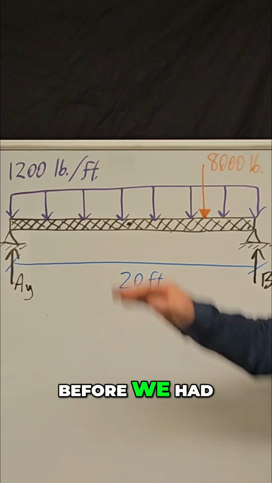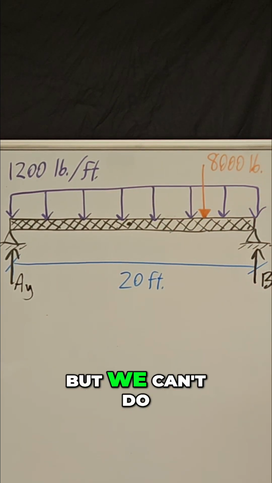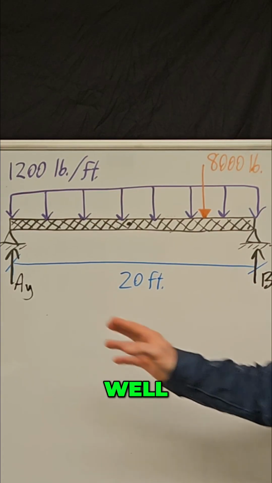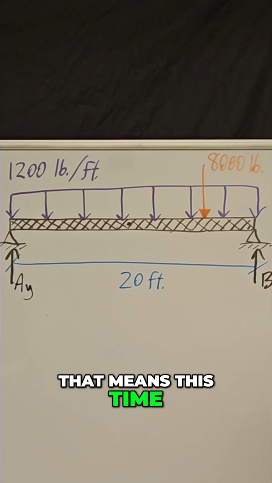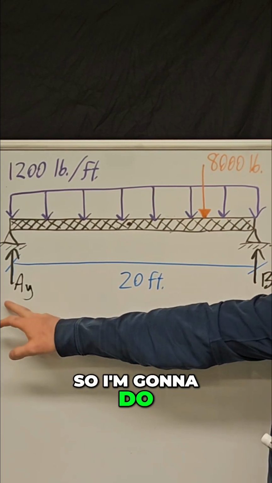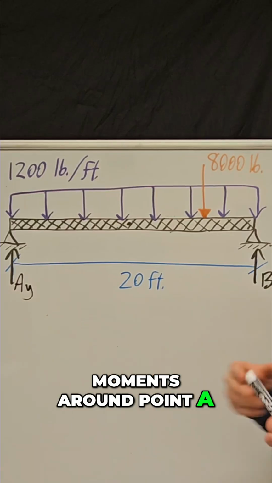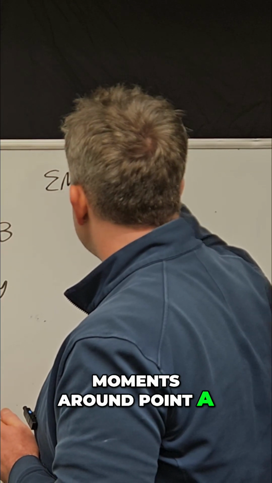Remember, before we had a symmetrical load, so we could assume these were just 1/2 of that loading, but we can't do that now because AY and BY are going to be different values. That means this time we actually have to take a moment around a specific point. So I'm going to do the sum of all moments around point A, and the way to write that is this. Sum of all moments around point A should be 0.